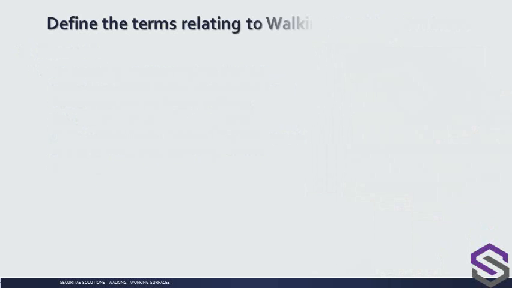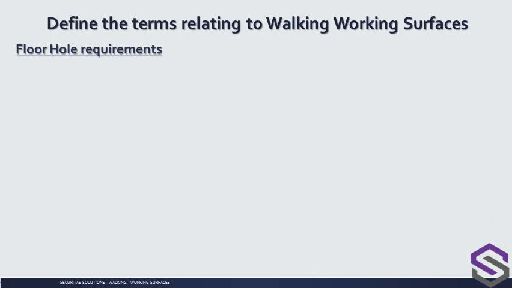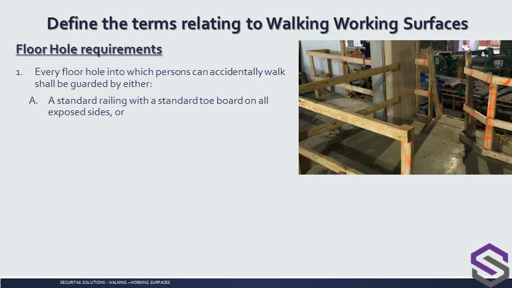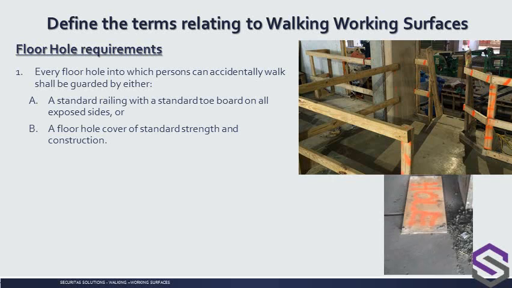The injuries and issues that are created by floor holes are all avoidable through some simple OSHA requirements. OSHA requires that every floor hole into which a person can accidentally walk shall be guarded by either one of these two: a standard railing with a standard toe board on all exposed sides, or a floor hole cover of standard strength and construction. Two very simple solutions: build a railing system around the hole or cover it with a sturdy item.